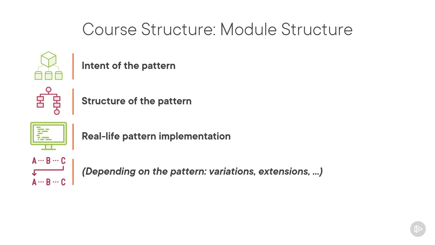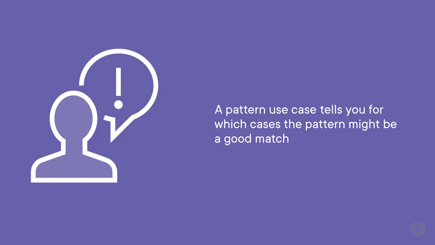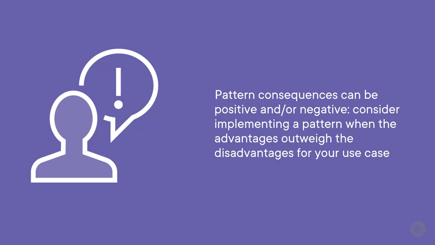At the end of each module, we will cover pattern use cases, pattern consequences, and related patterns. With pattern use case, I mean that we're going to check out cases for which the pattern can help. If you notice one of the potential use cases in your code or requirements, the pattern might be a good match. With pattern consequences, I mean the pros and cons of each pattern. In other words, these consequences can be positive and/or negative. It's up to you to weigh the pros versus the cons for your specific situation. Don't just implement the pattern because you can. Implement it when the advantages outweigh the disadvantages for your specific use case.